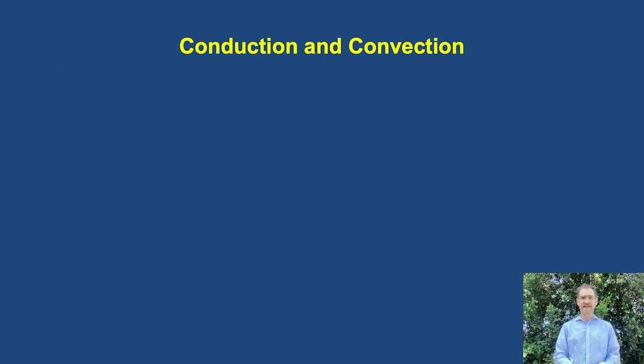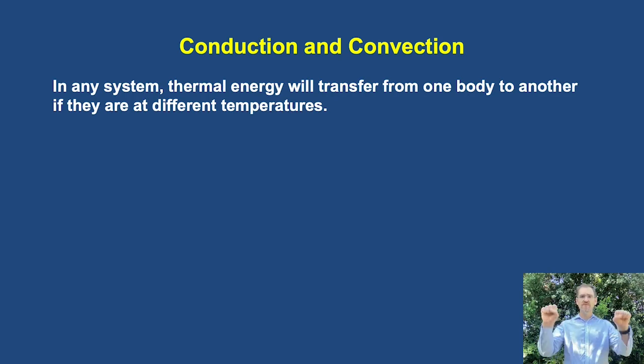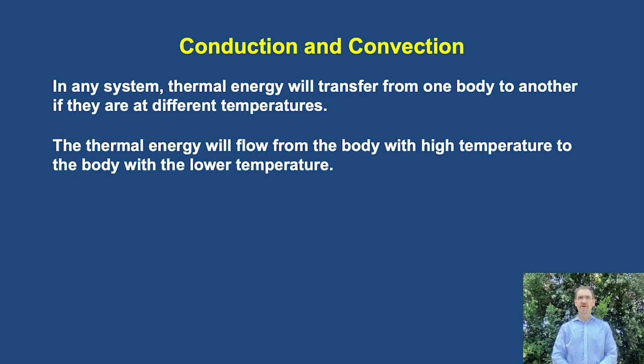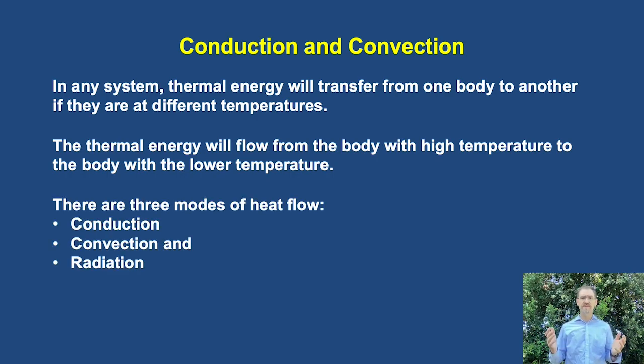Looking at conduction and convection. In any system where two objects come into thermal contact with each other, heat will flow if they're at a different temperature. The thermal energy will always go in the same direction, from the hotter material to the cooler material. There are three modes of heat flow: conduction, convection and radiation.